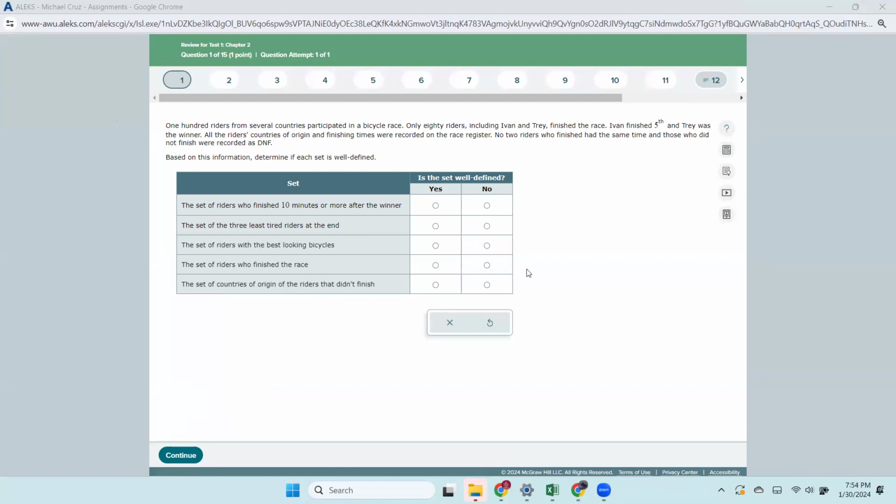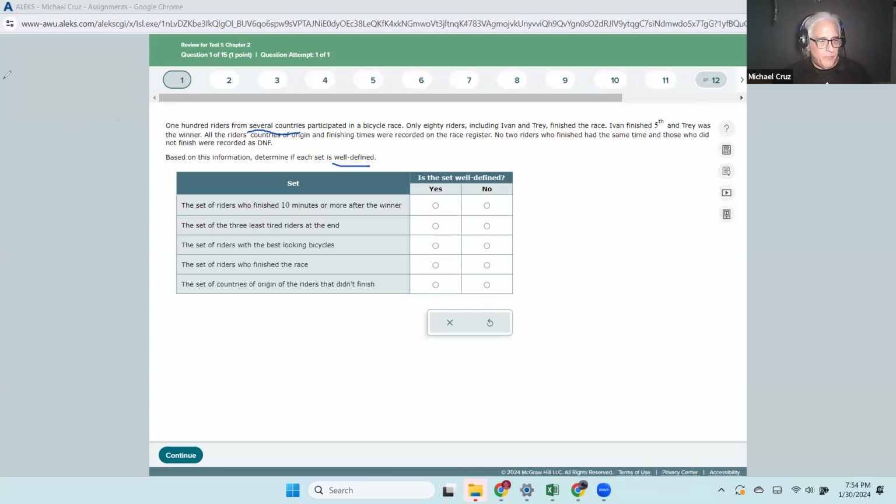How do you determine what a well-defined set is? Information that they provide. We've got to be able to go and look at what they got. So they tell us about a bicycle race from several countries, 80 riders, including Ivan and Trey, that finished the race. Ivan finished 5th and Trey was the winner. All riders' countries of origin and finishing times are recorded on the register. No 2 riders had the same time, and those who did not finish were recorded as DNF, did not finish, so they don't get a time, but we know they didn't finish.